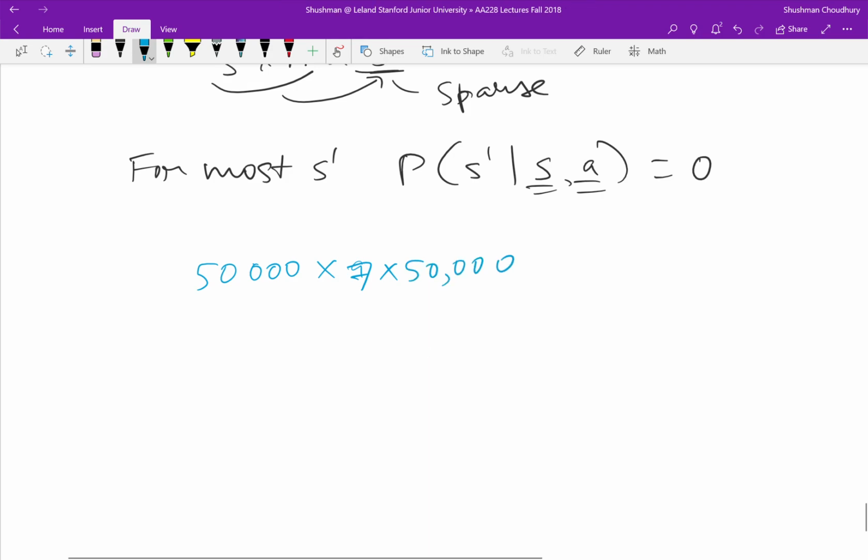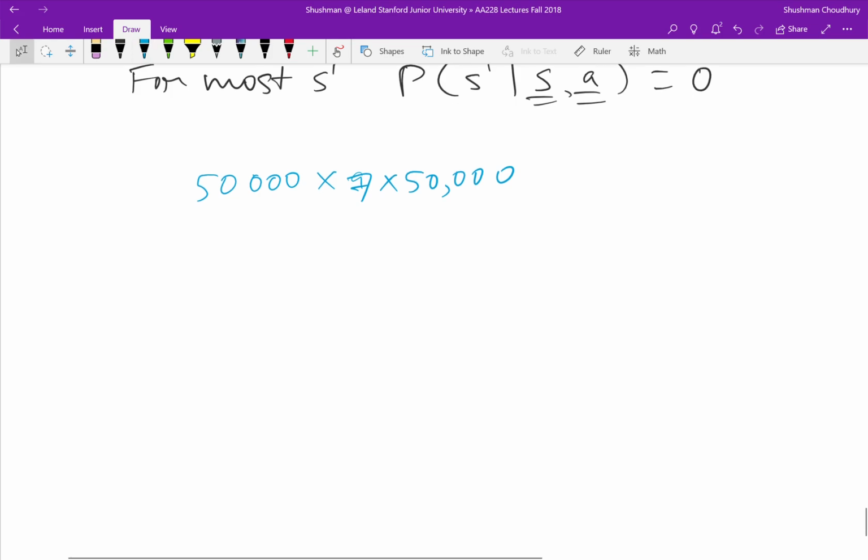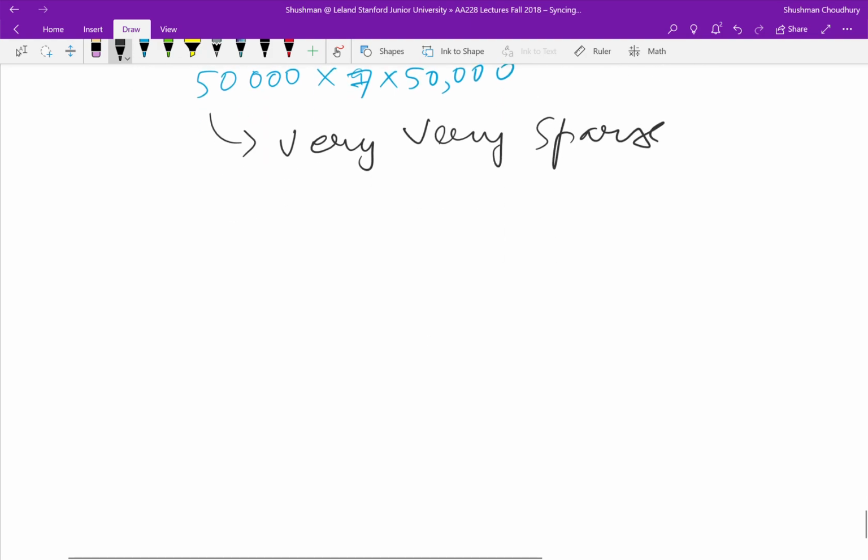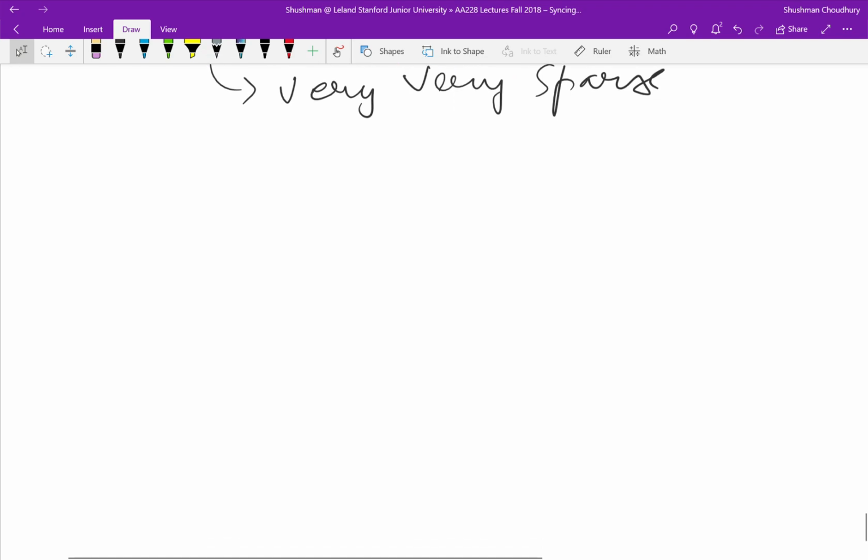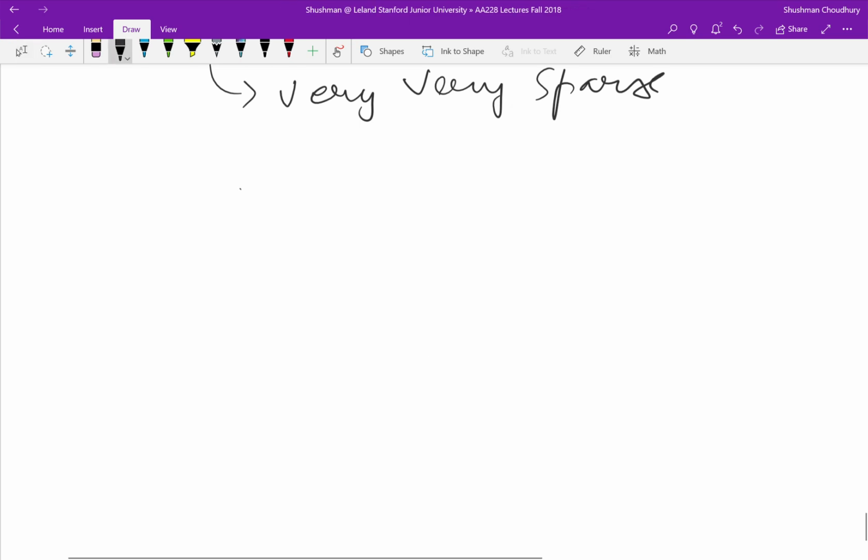You could try and define this matrix, but it would be very, very sparse, and you might not find it worth your while. So what you could instead do, and this is just a suggestion, not saying that you should do this, you could set it up so that S prime is some nonlinear function of S,A, and these can just use the indices.